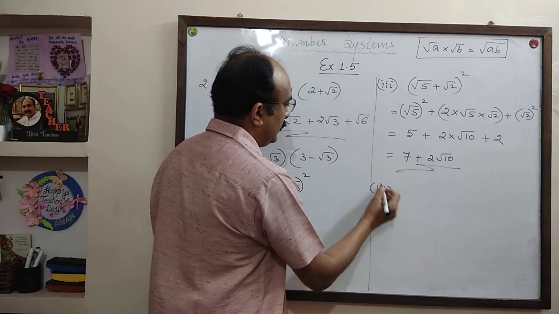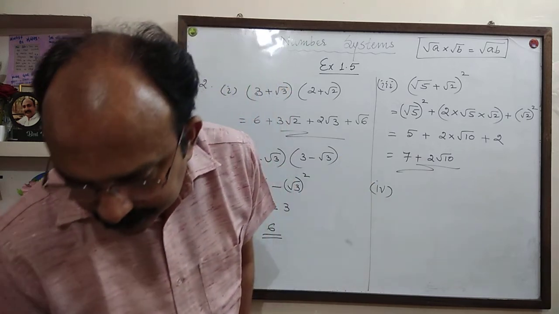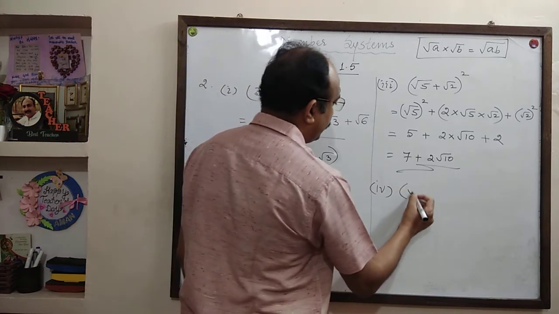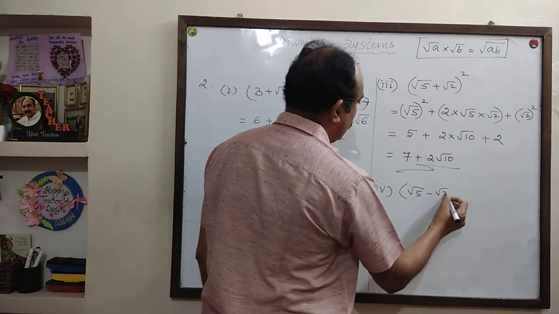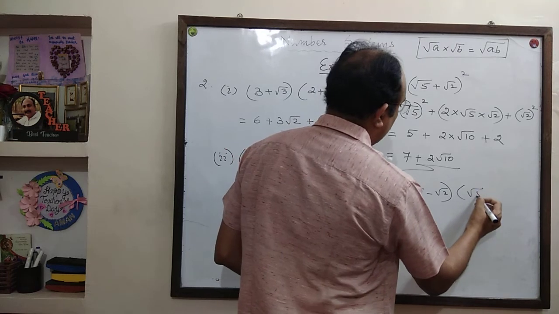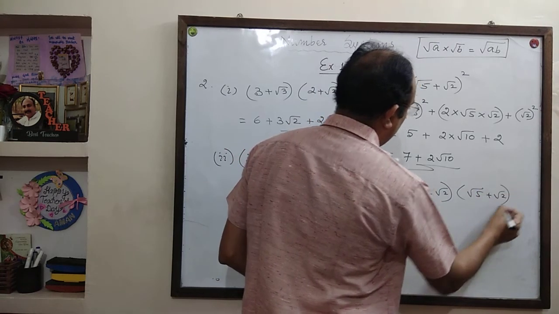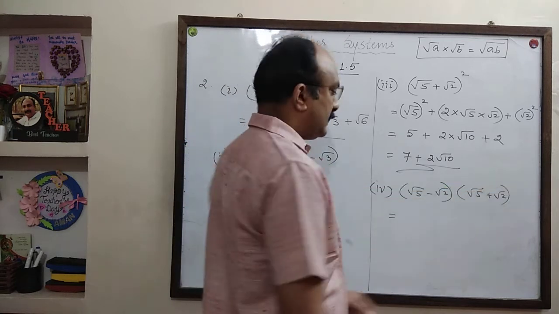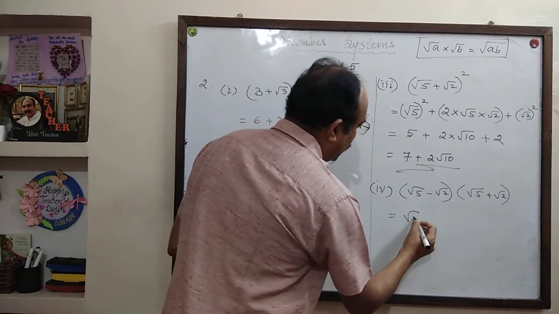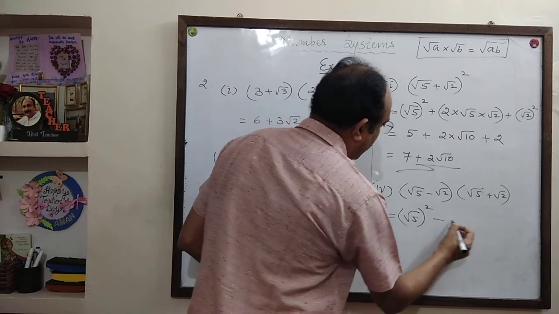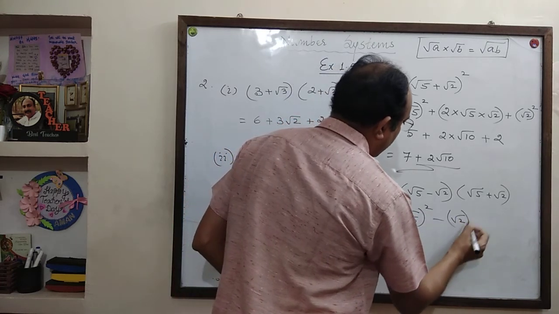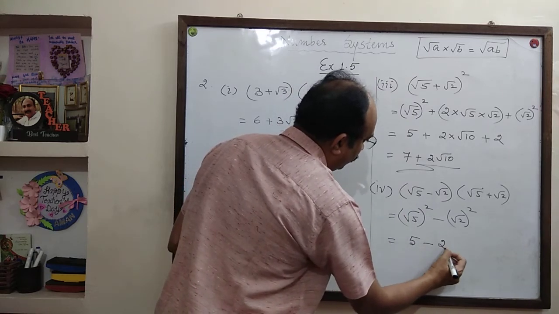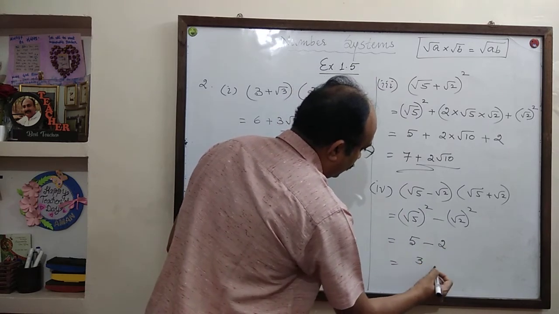Now question number 4, this is the last question. Root 5 minus root 2, root 5 plus root 2. Root 5 minus root 2 into root 5 plus root 2. It is again in the form of a minus b into a plus b, which is equal to a square minus b square. Root 5 square is 5, root 2 square is 2, 5 minus 2 equal to 3.